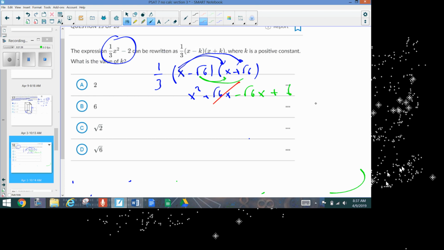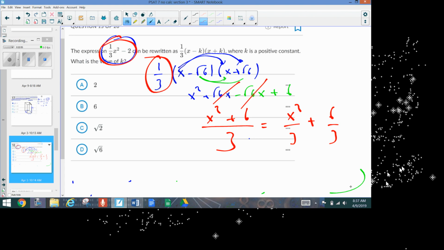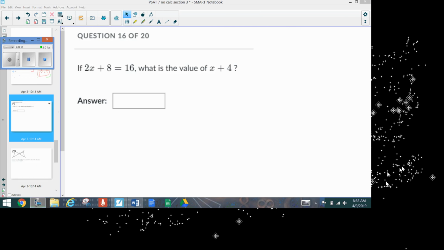As you guys see, they canceled out. And what we get? X squared plus 6 over 3 right here. Perfect. So is that equal with the question? That's exactly equal because this one is x squared over 3 plus 6 over 3, which you can write like that. Question solved. You can do it.